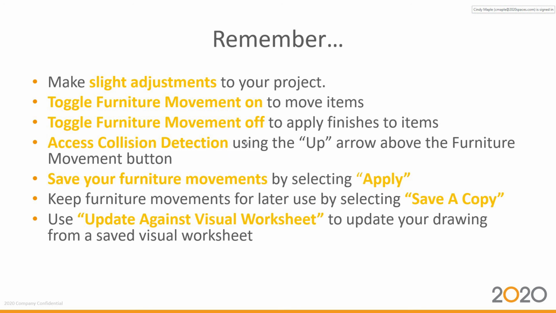Access collision detection using the up arrow above the furniture movement button. The collision detection button is automatically toggled on when you toggle furniture movement on to keep items from being moved out of the room. Save your furniture movements by selecting Apply. Apply saves your furniture movements back to your drawing or worksheet. Remember to also save the file from these applications as well.